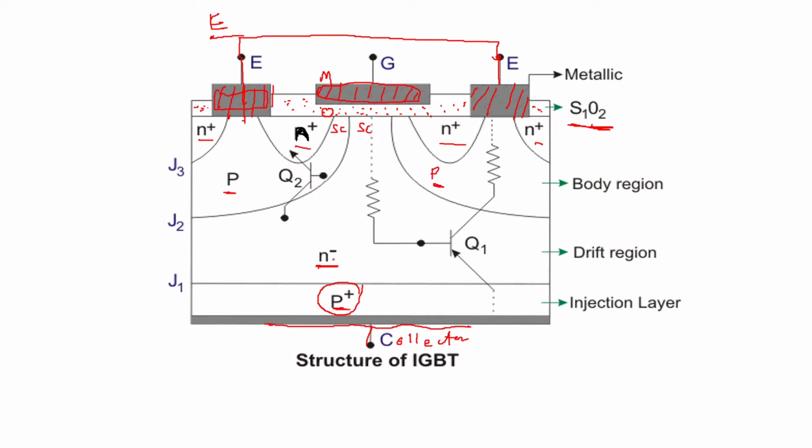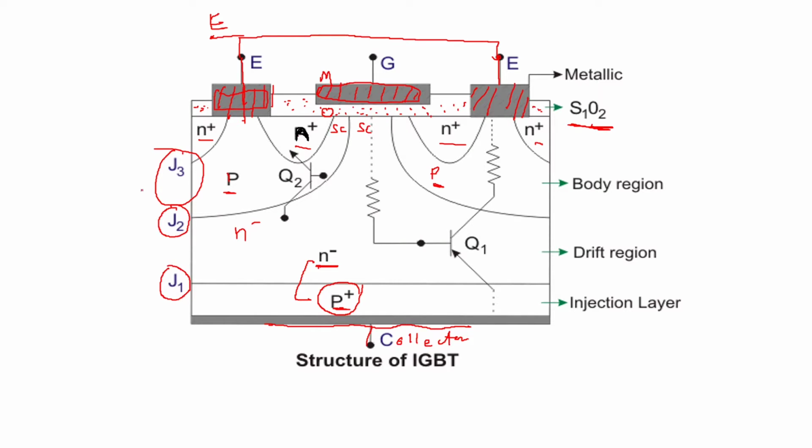Now that P plus and this N minus will form a junction J1. Here you can see your junction J1, which is formed between these two. And then between this N minus and this P you can form junction J2. And between this P and the buffer region N plus, you can have junction J3. So like this you have junctions J1, J2, J3.